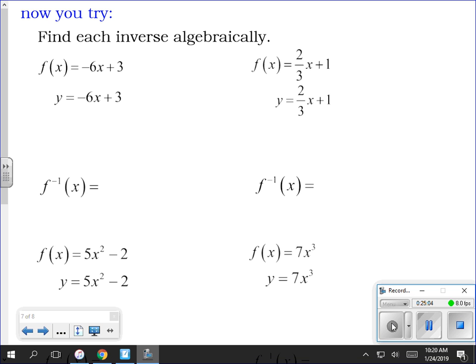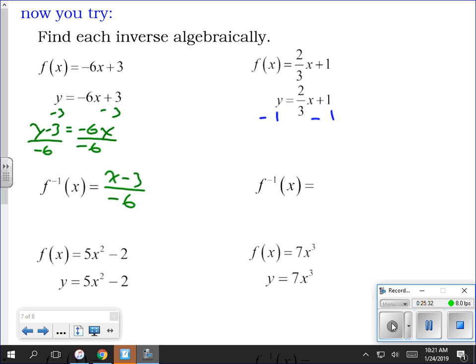Okay, first one, solve it out, subtract 3. Y minus 3 equals negative 6x, divide by negative 6. And my inverse ends up being x minus 3 over negative 6. On the next one, wait, you can't simplify that? No.